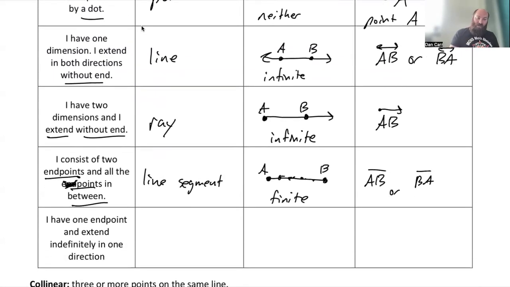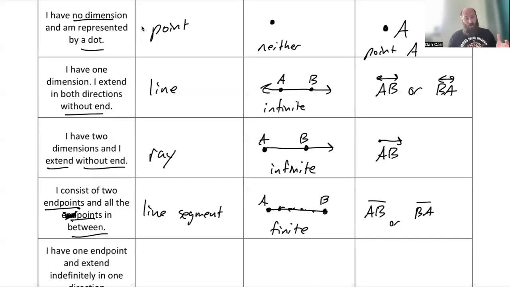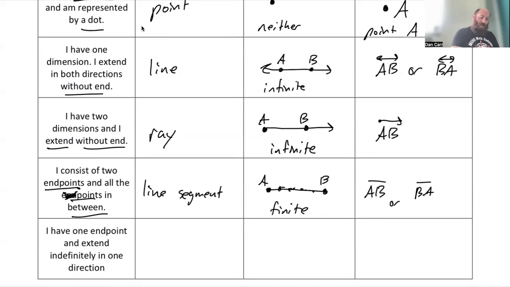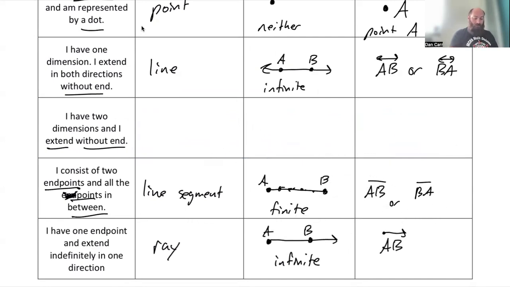I have one endpoint and extend indefinitely in one direction. One second here. Very sorry about that. I totally got mixed up on these, because of the 2 dimensions versus 1 dimension. Everything here for ray is actually down this one. I apologize for that. A ray is something that has one endpoint and extends indefinitely in one direction. That was more clear. I should have looked at that one a little bit closer. I'll come back to the 2 dimensions one. So a ray has one endpoint, in this case that point is A. It's still infinite. It's still notated this way, but ray is going to match up to that one. My bad on that one.